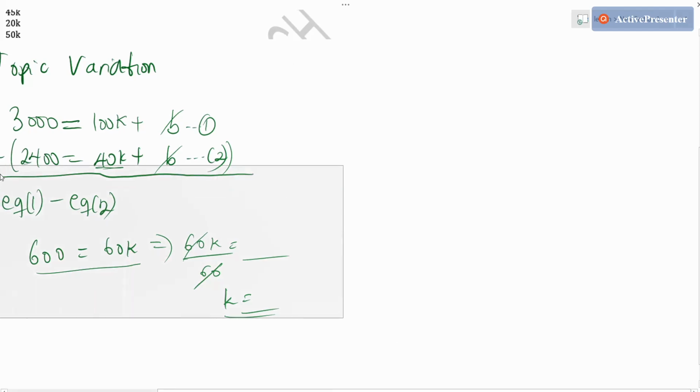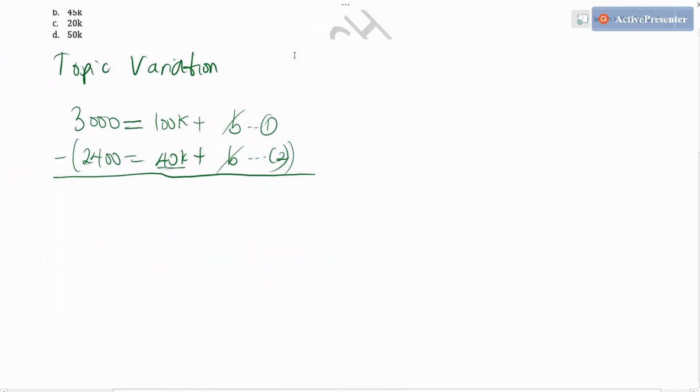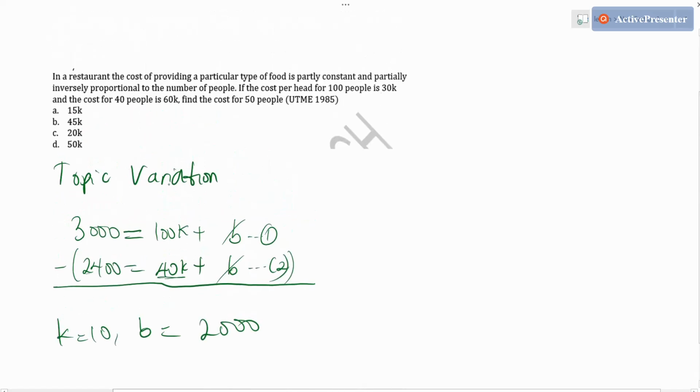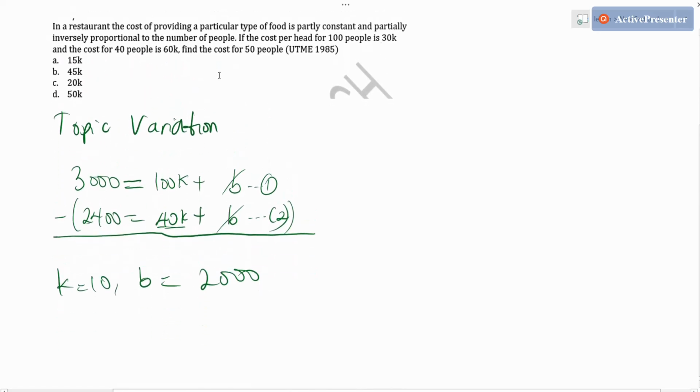Now let's try to work with what we have here. I'll just be erasing this. Right, I know that K is 10 and B is 2000. So what else do we know, and what else are we asked to find? Because that's the main thing. Find the cost for 50 people. Find the cost for 50 people.